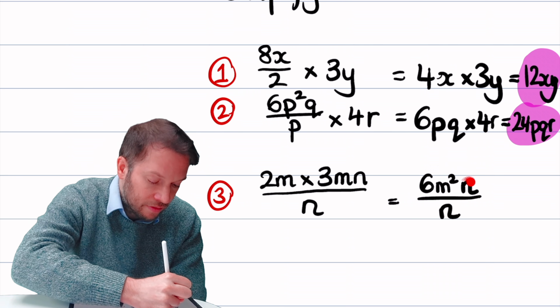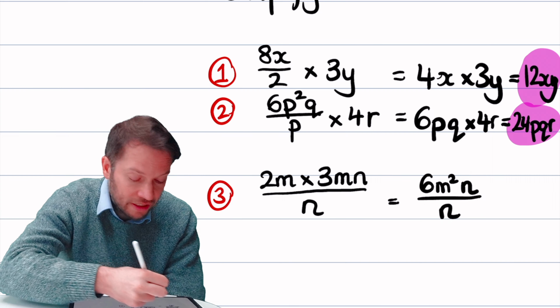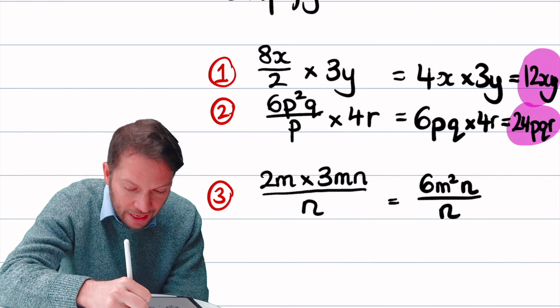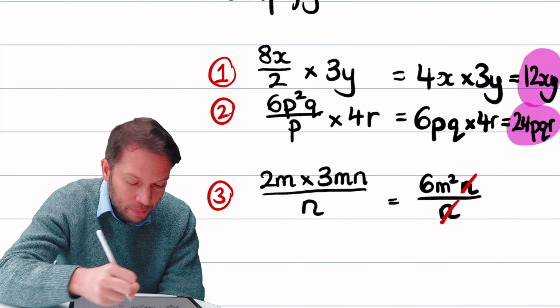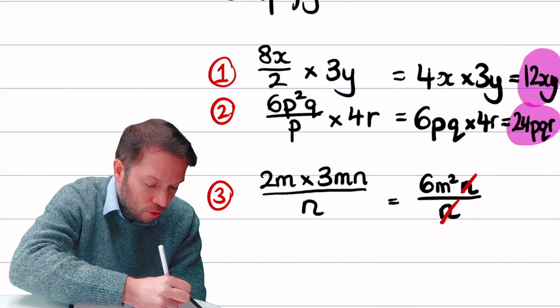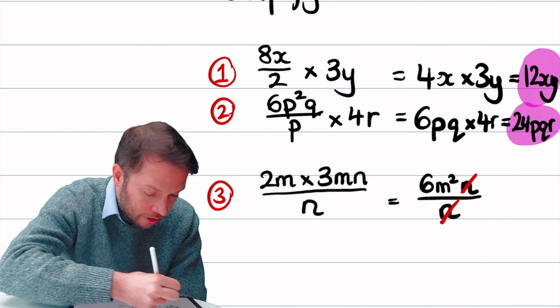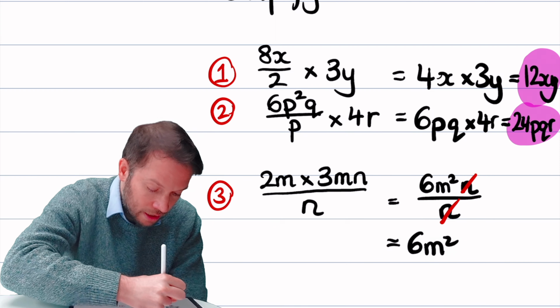But the n is being divided by n. N divided by n is 1. Anything divided by itself is 1. And we could just say that they cancel, basically. So the n divided by the n sort of is 1. But 6m squared times 1 is just 6m squared. So we can just ignore these n's and just write the final answer as 6m squared. That is the final answer.